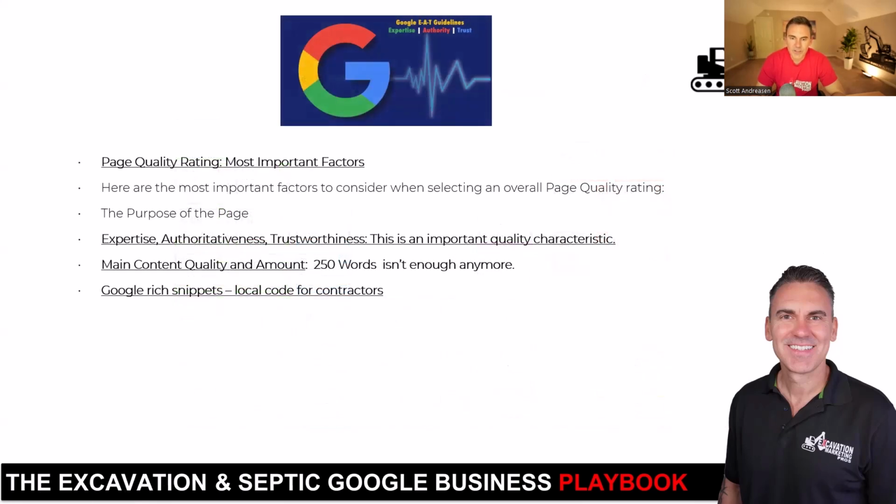So here are some page quality rating most important factors. Expertise, authoritativeness, trustworthiness. This is an important quality characteristic. Main content quality and amount. 250 words isn't enough anymore. Usually on each page, you want to have upwards of 750 or more words to really be competitive. And then Google rich snippets, having that schema code on your website.